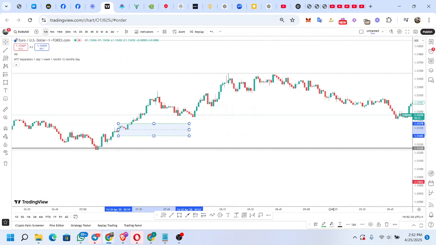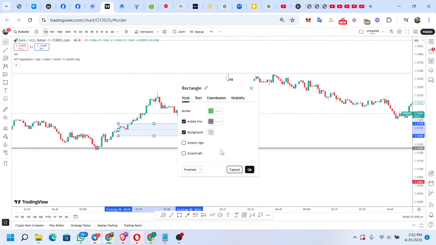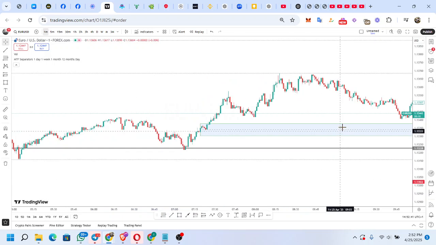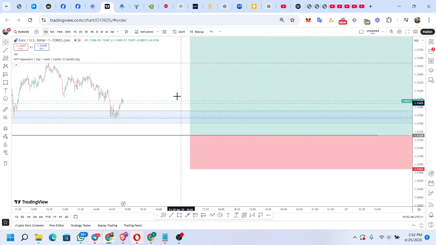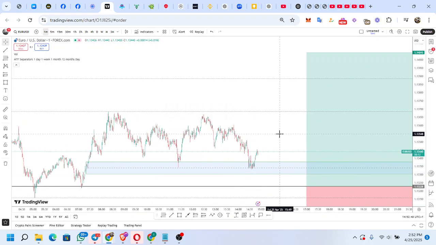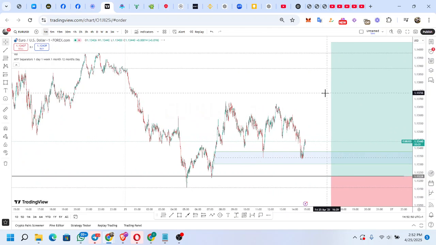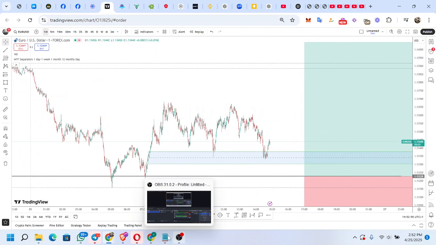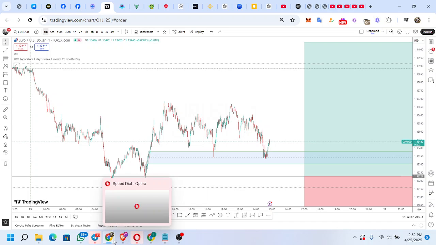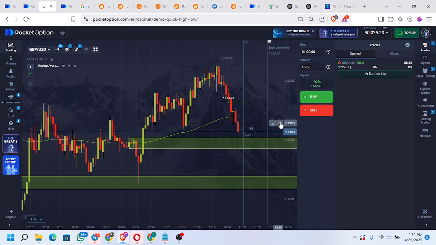Okay, so I'm just going to extend it to the right, and then okay, that's the reaction. See, that's the reaction. See, I have my bias on, as you can see. That's the reaction. So let's check.